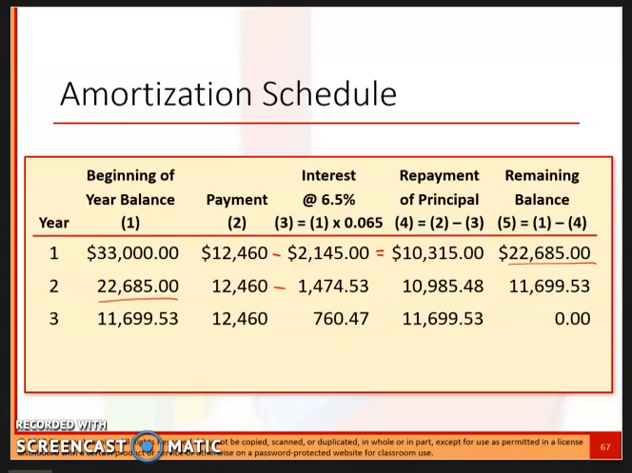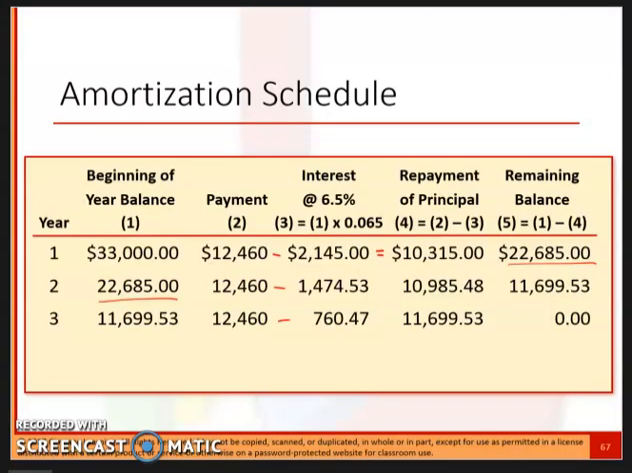Our interest is $11,699.53 multiplied by the 6.5%, or 0.065. So we subtract that. We have $11,699.53 to pay off our loan. So at the end of the 3 years, we have a zero balance on the loan. That is the end of chapter 4.